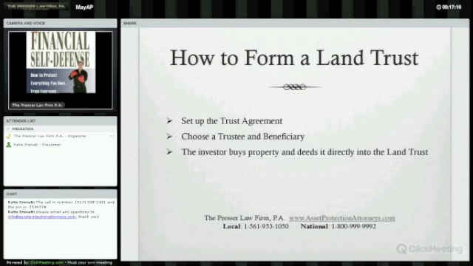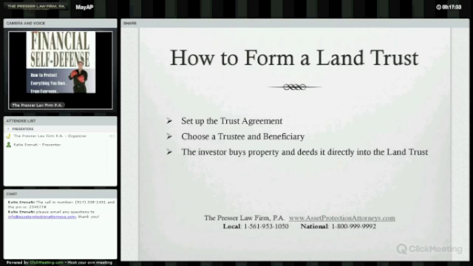So how do you form a land trust? First, of course, you need a customized trust agreement. And whenever you're putting that trust agreement together, you always want to make sure that you put as many asset protection and anti-creditor clauses in there as possible. Your trust is only as protective as the agreement.